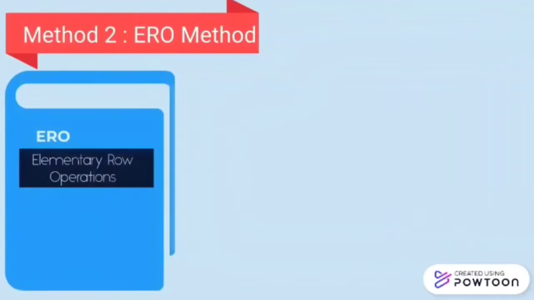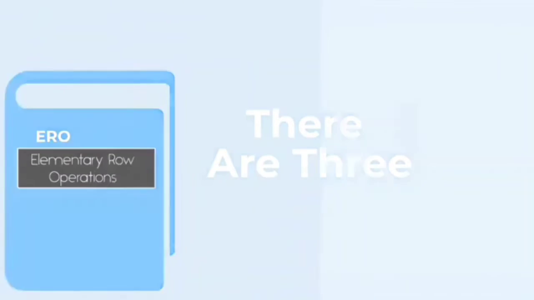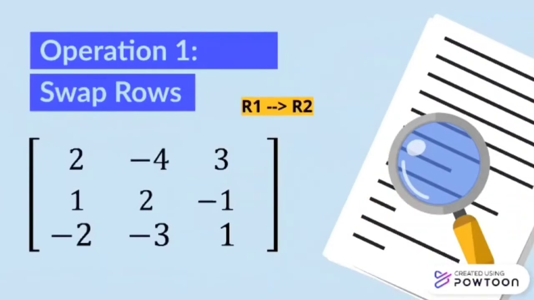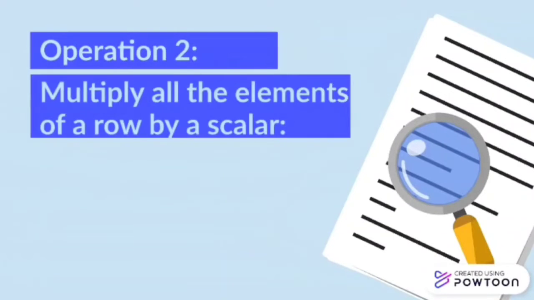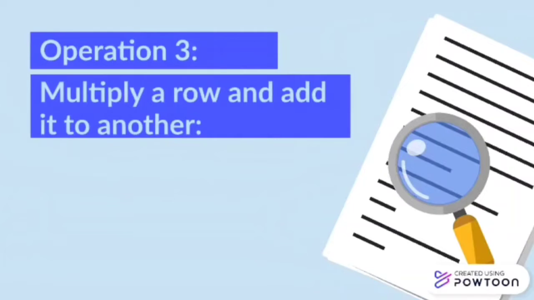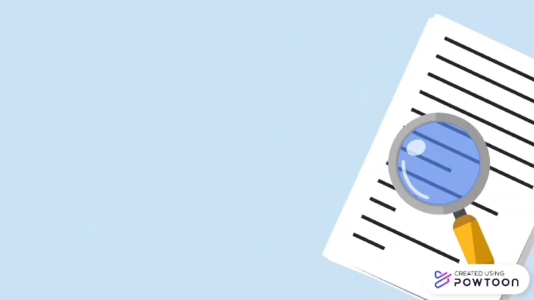The second method is elementary row operations, which is known as the ERO method. There are three operations to be done while doing this method. The first operation is swap rows. For example, we swap the first row with the second row. The second operation is multiply all the elements of a row by a scalar. For example, row 1 is multiplied by -1. The third operation is multiply a row and add it to another. For example, we multiply the second row by 2 and we add it into the first row.